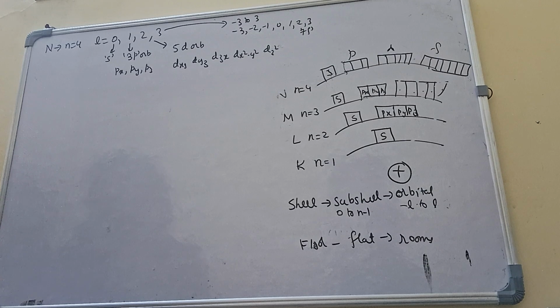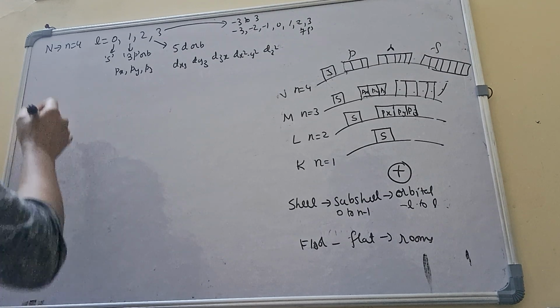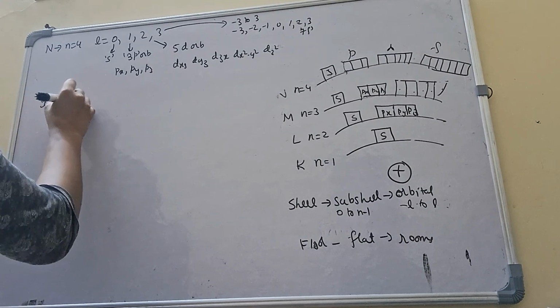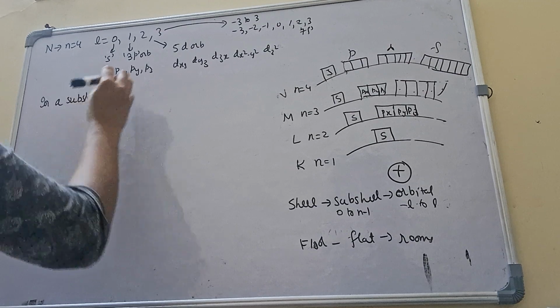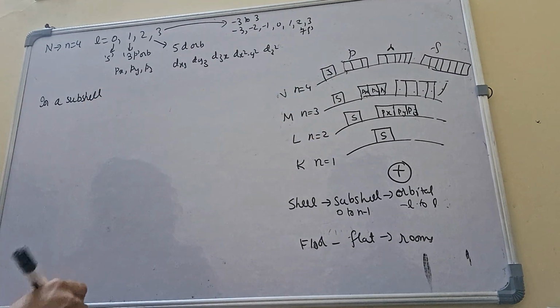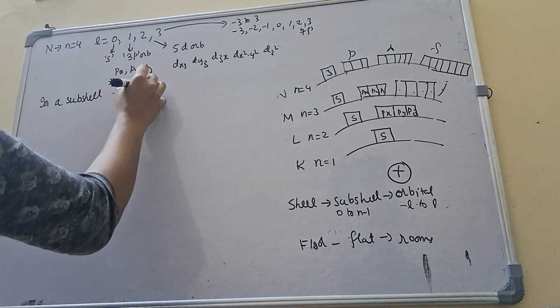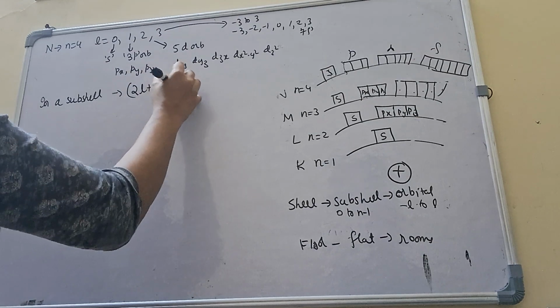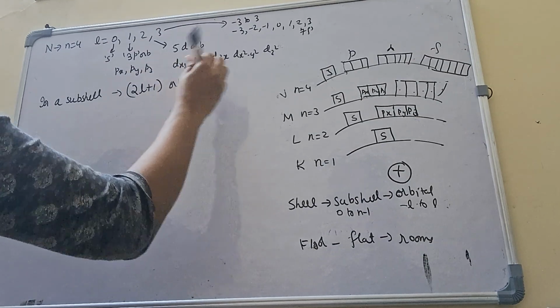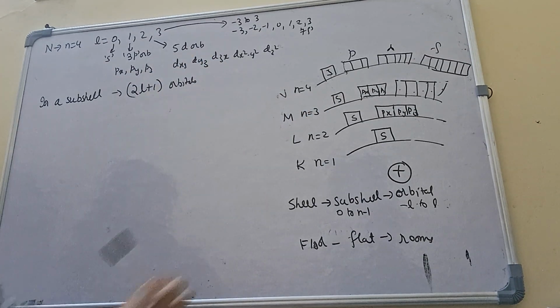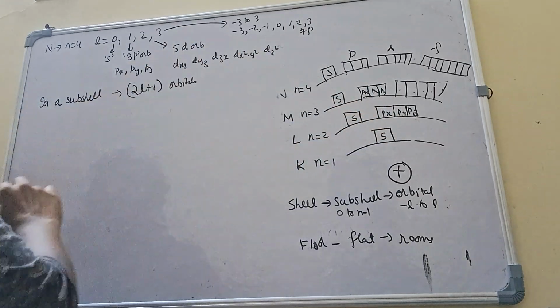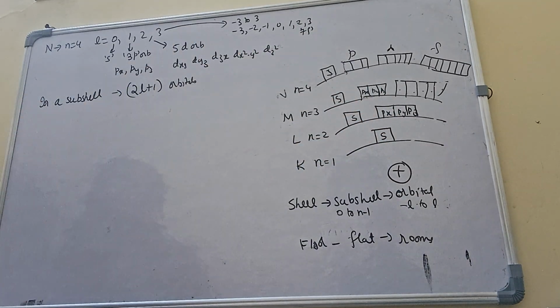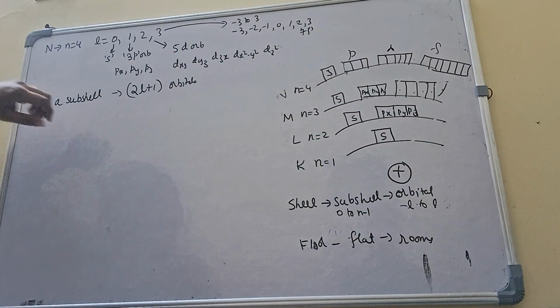Alright, so in a subshell, how many orbitals are there? If I say P3 and all that, in general, I can say it is 2 into L plus 1 orbitals. So if L is 3, I know there are 5 plus 3 plus 1, which is 9? Let us put 3 and I will get it, correct? So it is 2 into L plus 1.